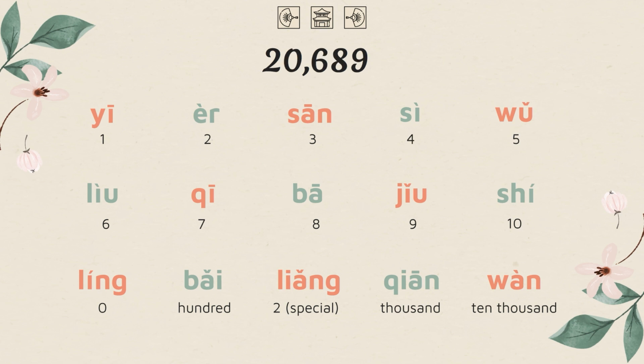20,689. So this one again, it's 20,689. For the thousands, we have a zero, so you have to say the zero. You might be tempted to say "er wan", 20,000, but we don't say it. You have to say "liang wan", 2 wan.